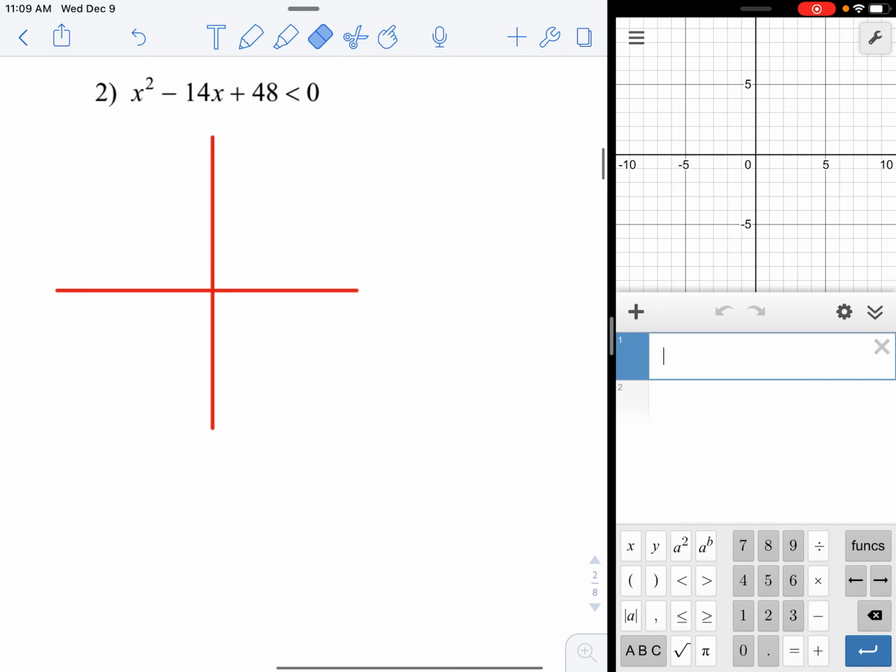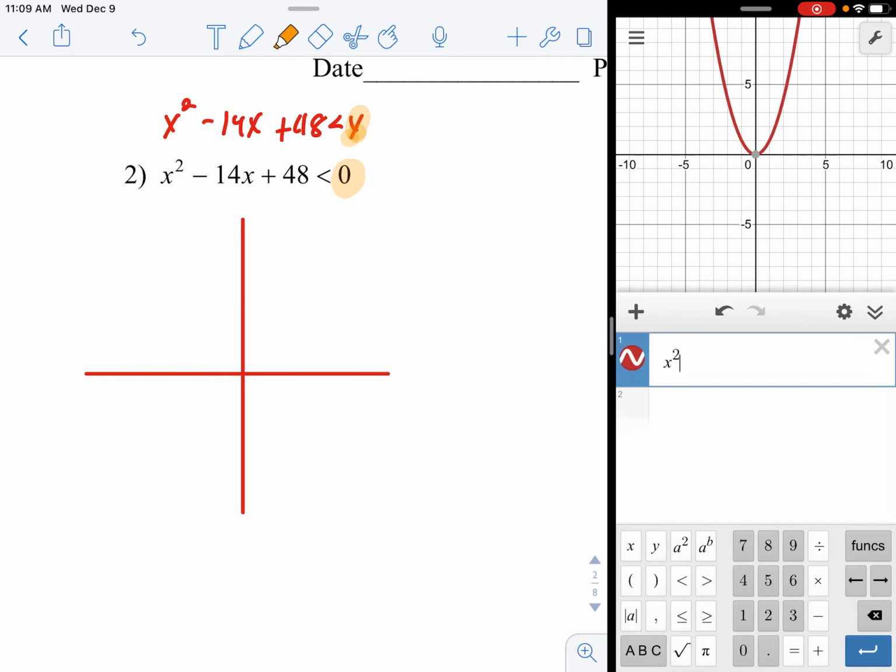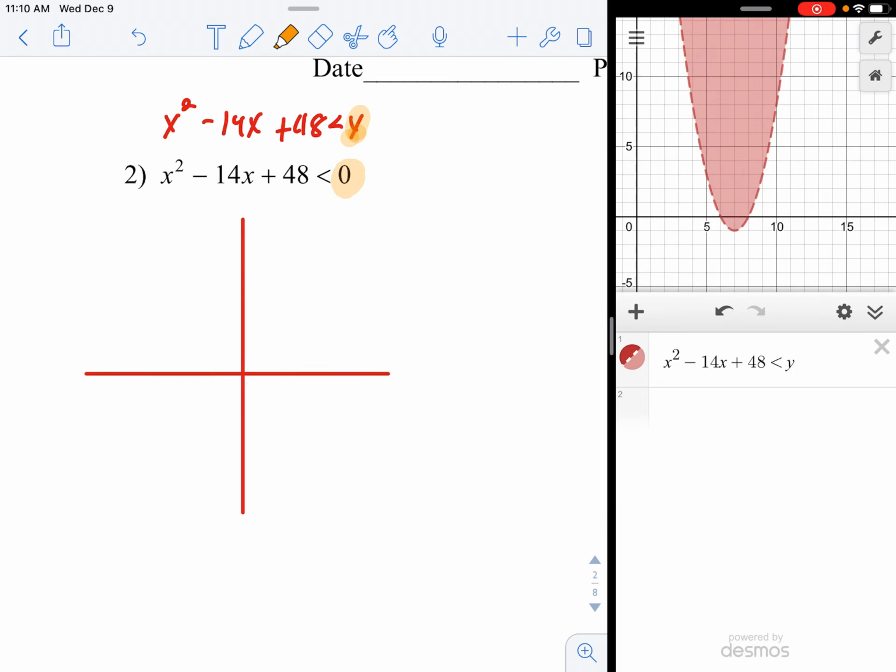Okay, so here's what I'm going to do. I'm going to type in x squared minus 14x plus 48 less than y. All these problems are going to have a 0 over here. When you do it on Desmos, change that 0 to a y. So x squared minus 14x plus 48 less than y. And that's the graph I get.